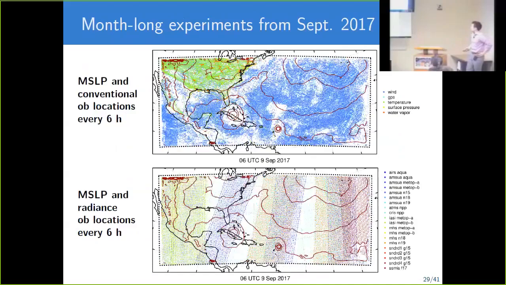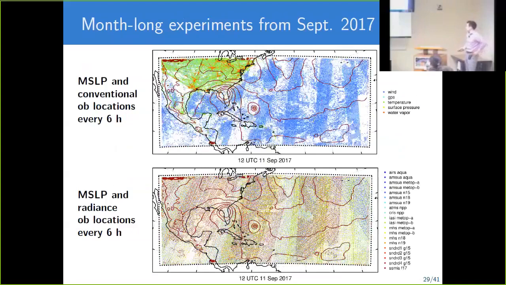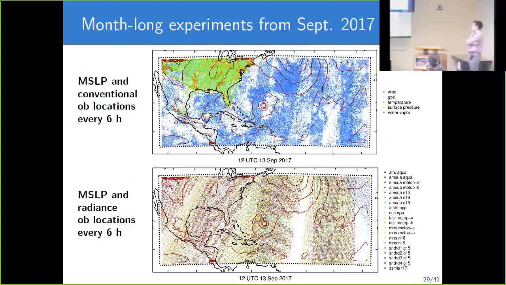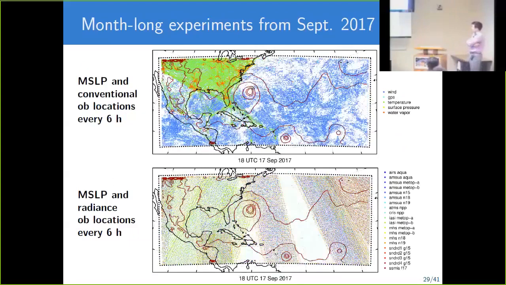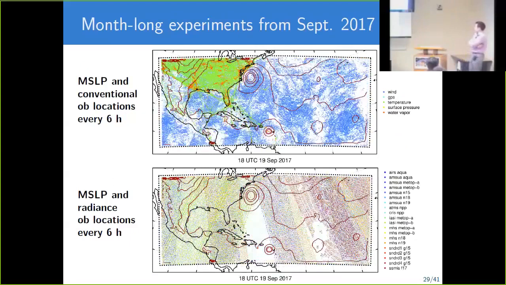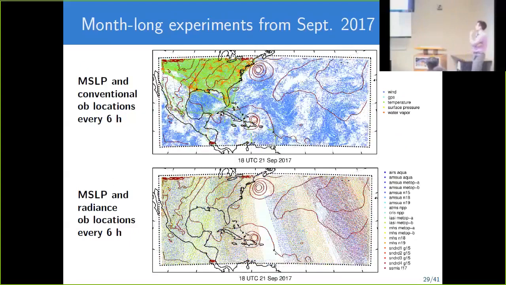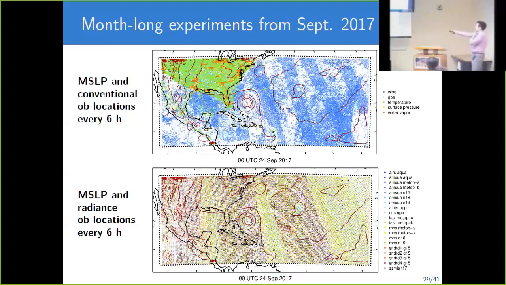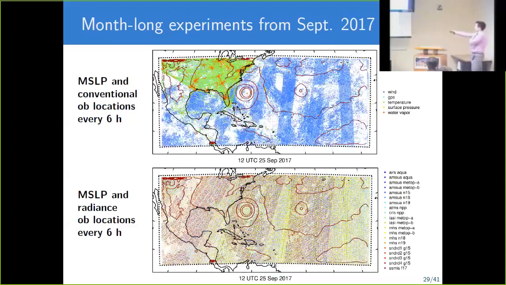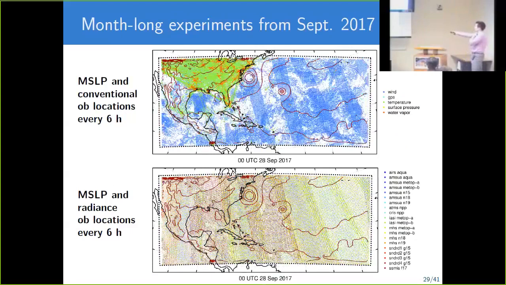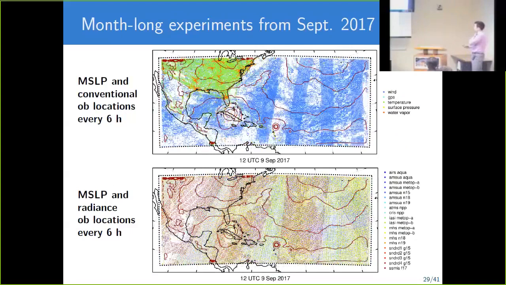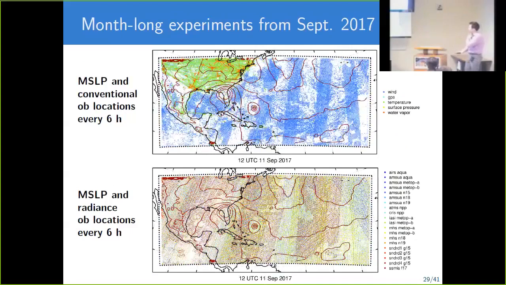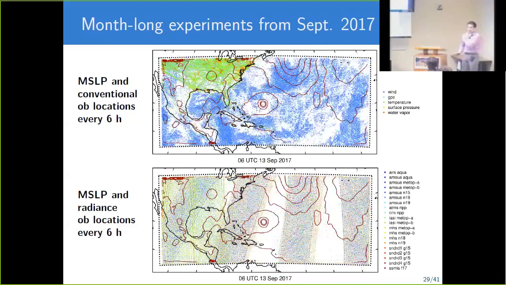What I'm going to be talking about for the rest of this talk is some recent experiments I performed on a broader scale using this experimental regional data assimilation forecasting setup, which I'm going to talk about in the next couple slides. On the top right here, I'm showing the evolution of mean sea level pressure and conventional observations and satellite observations down here over a whole month. So this is the same video I showed on the opening slide of this presentation.